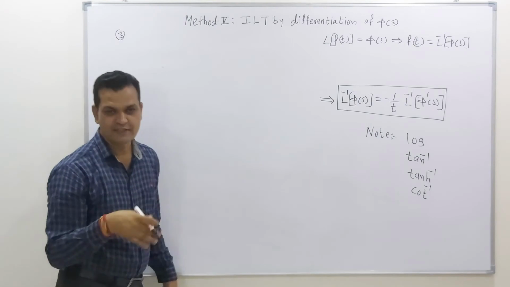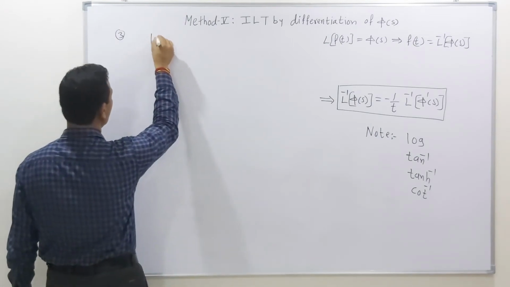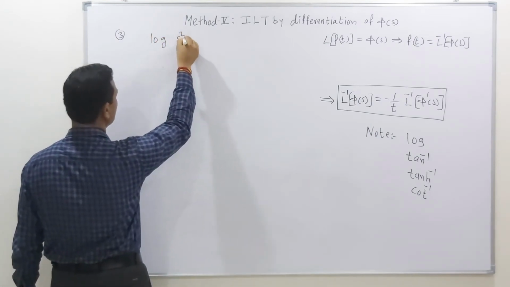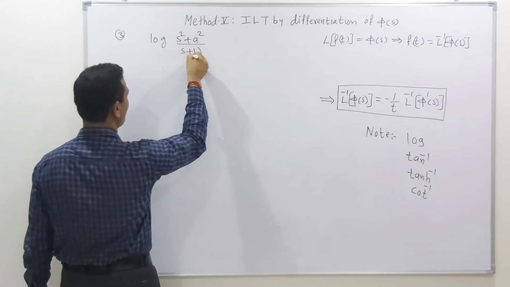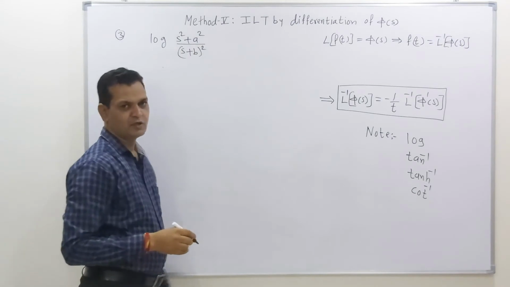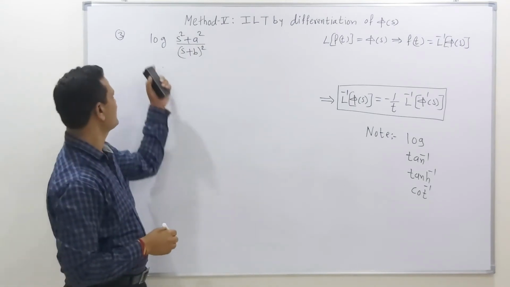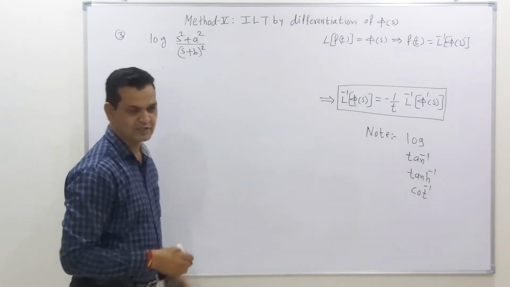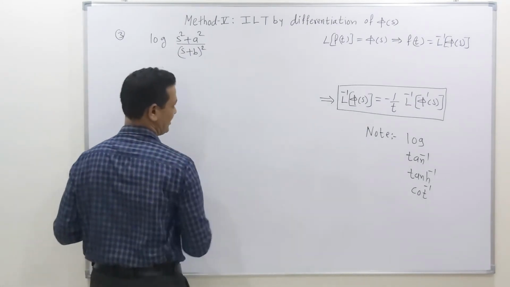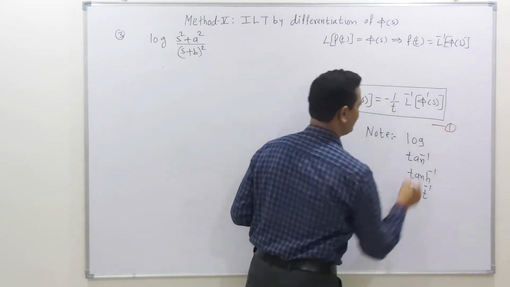Find the inverse Laplace transformation of log of (s square plus a square) upon (s plus b) whole square. So again here a log term is present. Because of this log term, we can apply this concept for finding the inverse Laplace transformation. Let's call this equation number 1.